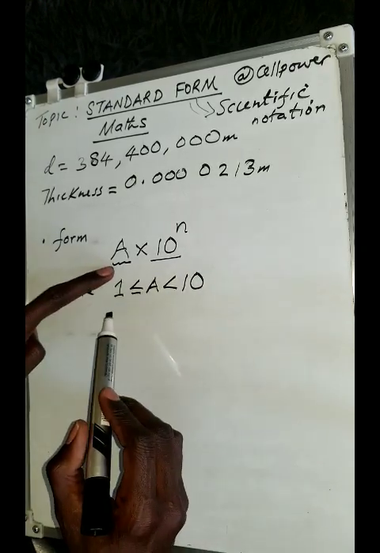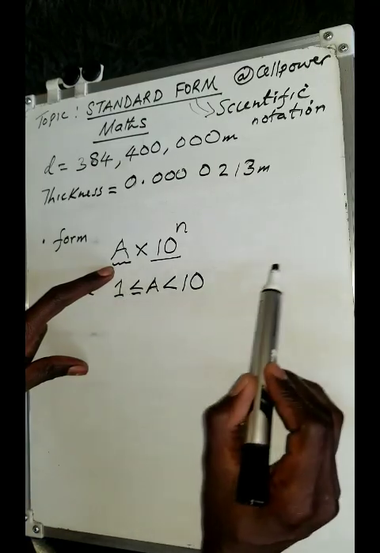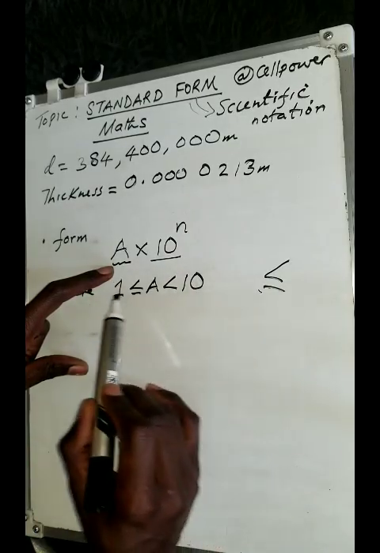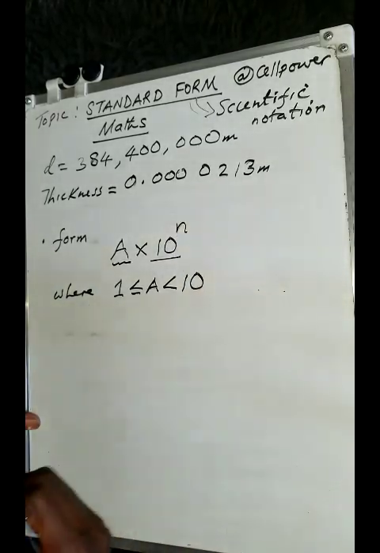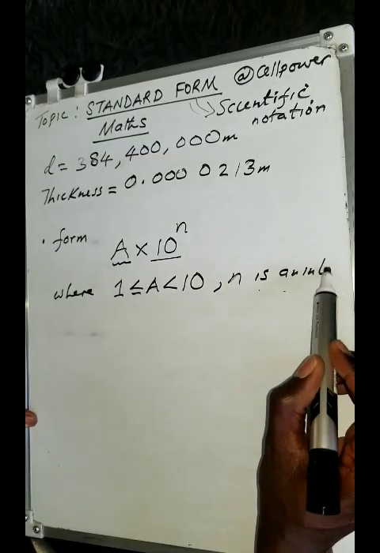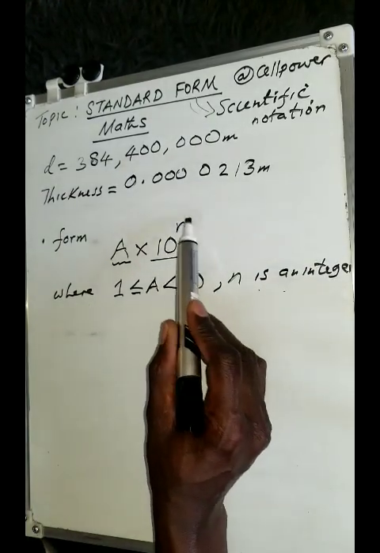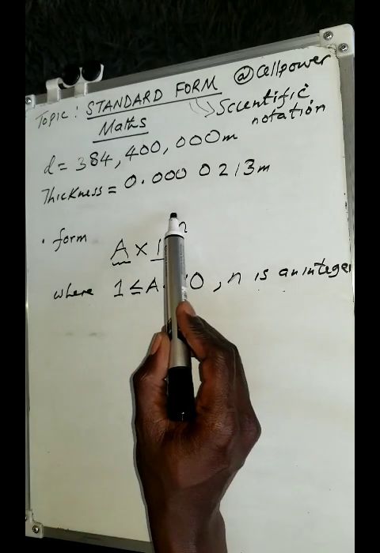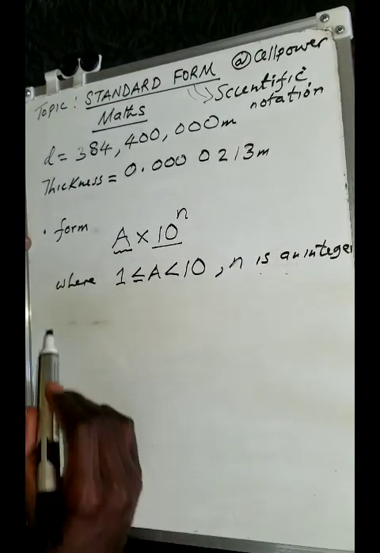In other words, the value here can only be between 1 and 9. When we say less than or equal to, we include the equal to sign, which means this value is included. You can see here it's not there, meaning the numbers can only run from 1 up to 9. That is what we mean. Now, what about n? Well, n is an integer. That value of n will depend on the type of number that you are looking at. It will tell you how many times you have moved, either going to your left or to your right. Let me just show you what I mean.